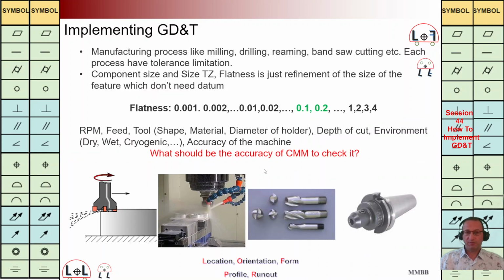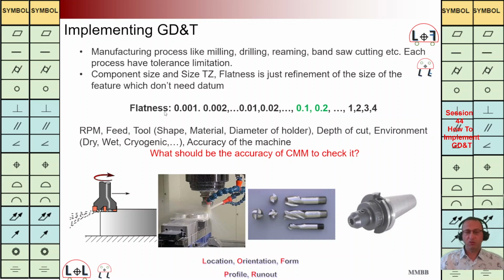Now I would like to talk about flatness. What should we write for flatness? What should be the TZ for that? As we can see, we have small and large values here, but normally we are going to consider 0.1 or 0.05. We are going to consider it in this interval. It is related to how we are going to make that component. We are going to use a milling or lathe machine, or drilling or saw machine. Based on that machine, we are going to have this flatness. Mainly, we are going to use a milling or lathe machine.